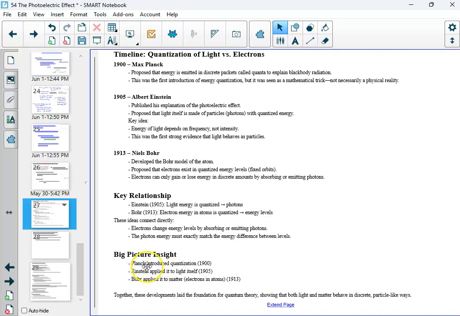So Planck introduced quantization, essentially, of energy. Then Einstein applied it to light itself and realized, oh, light's particles, right? And then Bohr applied it to matter, with electrons and atoms, essentially. So that leads to the foundation for quantum theory that we're going to talk about as we go.